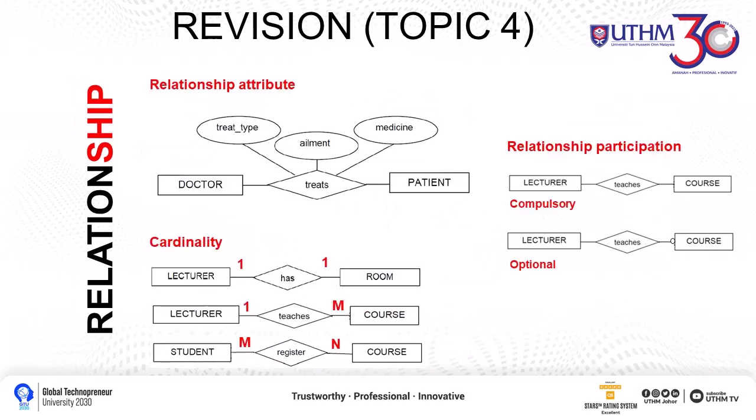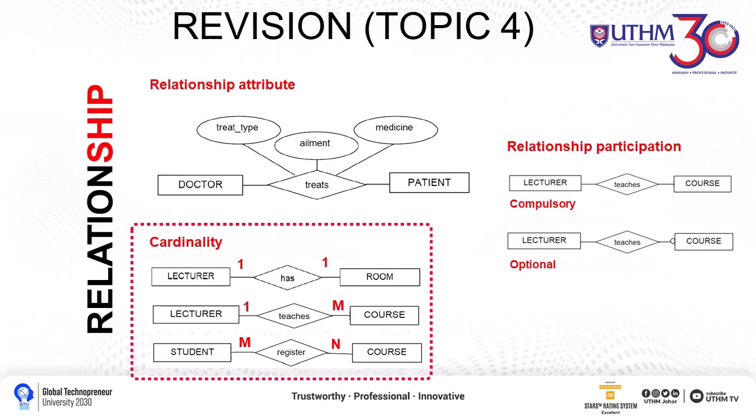Please bear in mind that not only entities can have attributes, but relationships can also have attributes as shown on the slide. But if the relationship has too many attributes, we must change the relationship into an entity. Relationship cardinality describes the number of relationships between one entity and other entities. Three types of relationship cardinality exist: one-to-one, one-to-many, and many-to-many.